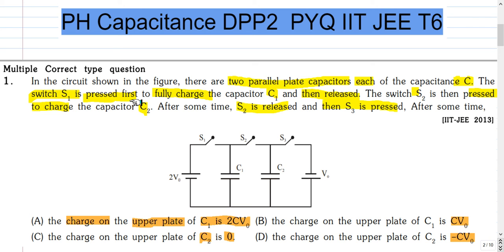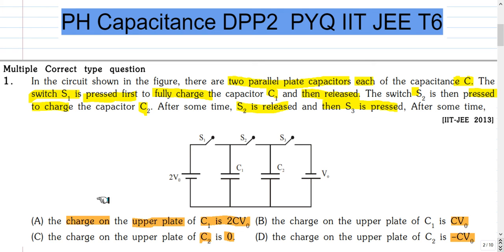The switch S1 is pressed first to fully charge the capacitor C1 and then released. Switch S2 is then pressed to charge the capacitor C2. After some time, S2 is released and then S3 is pressed.